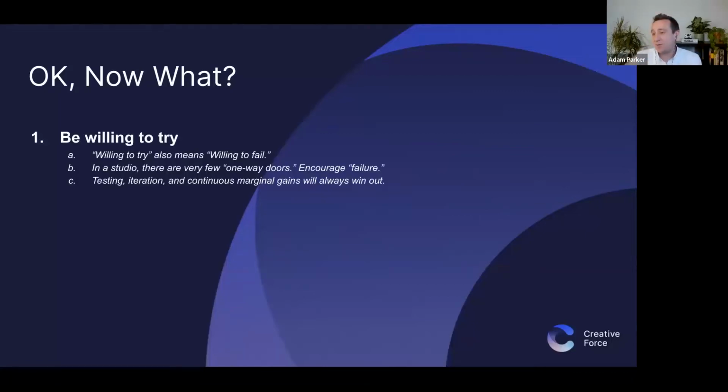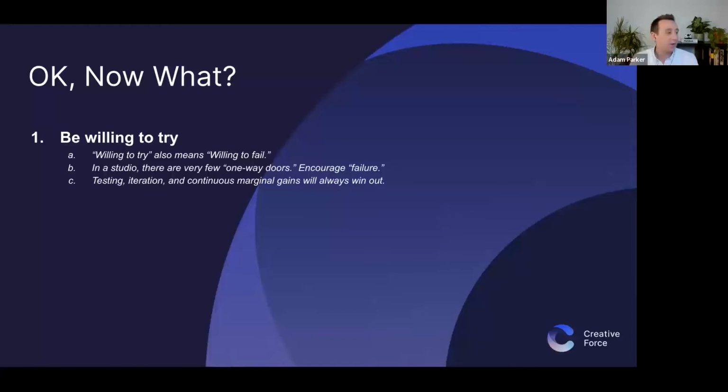You can try something. You can pilot a new process on one set within one product category. You can pilot a new vendor for this one section of photography. There are so many things that you can try that aren't going to completely screw you if you go ahead and try them. There are very few one-way doors. Encourage trying things, encourage failure, fail fast, and learn from your mistakes.